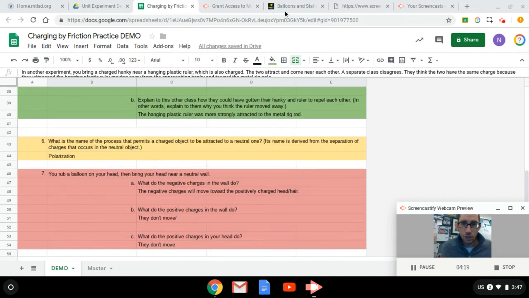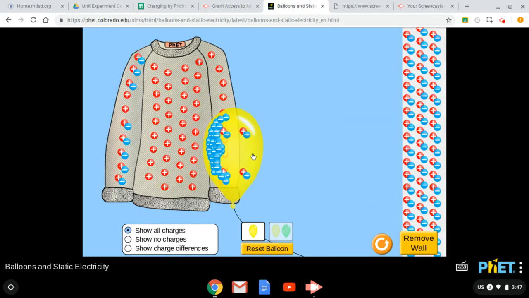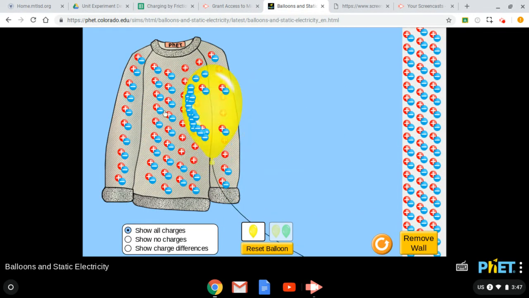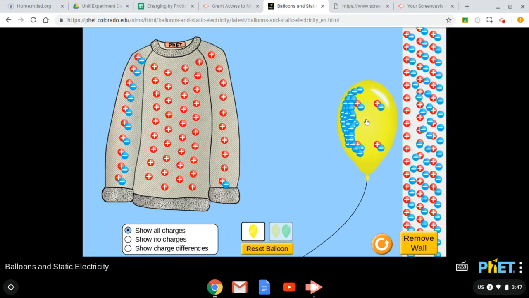Process by which neutral can be attracted to a charged object. It's like with this thing, we charge the balloon negatively, brought it in toward a neutral wall. The negative charge of the negative balloon repels the negative charges in the neutral wall. That leaves a positive zone here to be attracted to the negative balloon. Okay, so that process and this separation of charges in a neutral object, where you have more negative over here, more positive over there, it's called polarization.